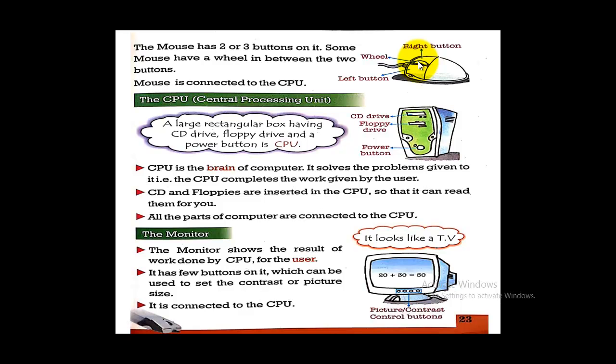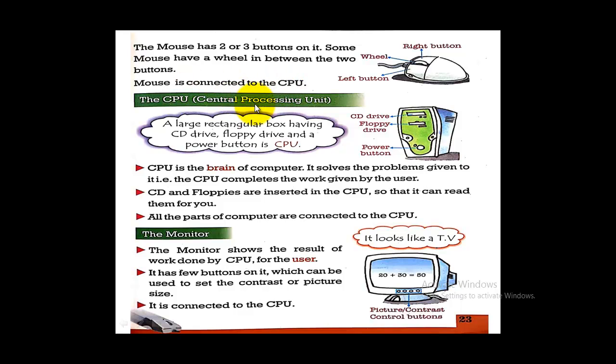As I told you in the previous class, all the parts of the computer must be connected to the CPU. Okay, likewise this mouse is also connected to the CPU. All the parts should be connected to the CPU.